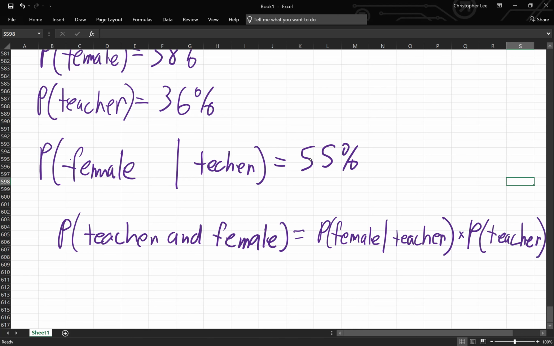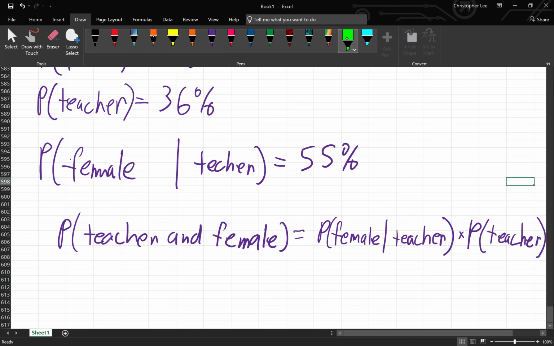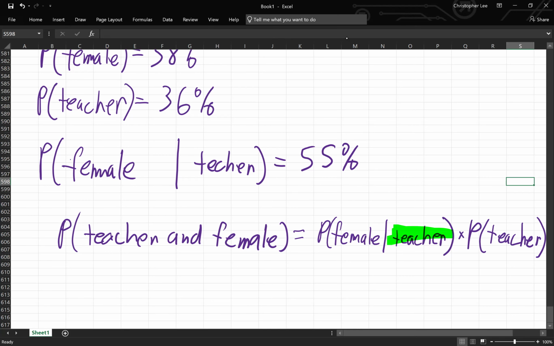So here's how I remember this, right? I'm gonna use the green highlighter. Anything that comes after the word given is the one that's gonna stand by itself over here. That's how I remember it. Whatever is after the word given, that's the one that's gonna be by itself over there. So now you just plug in the numbers, light work.